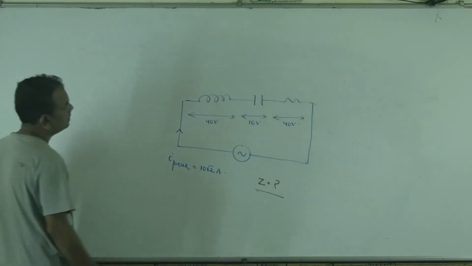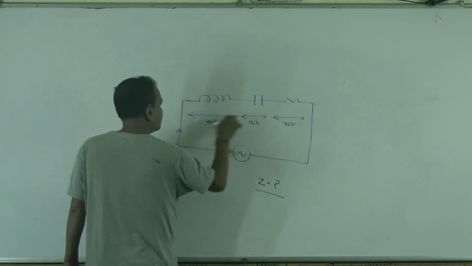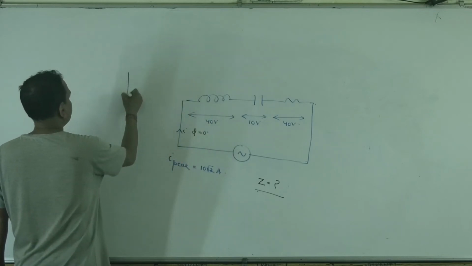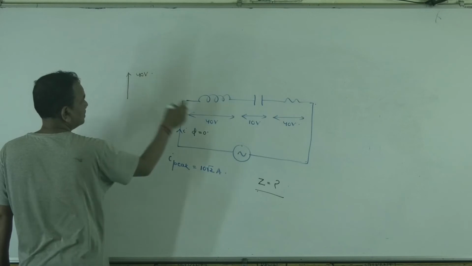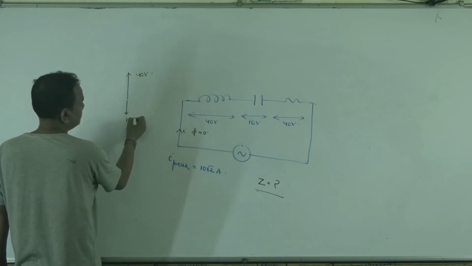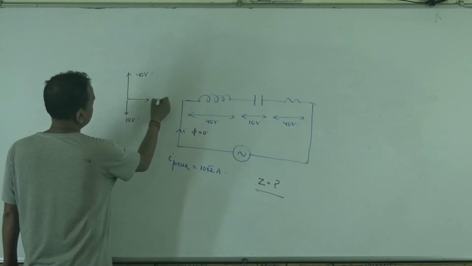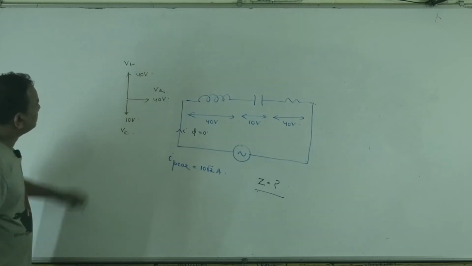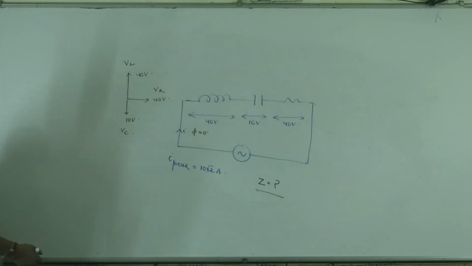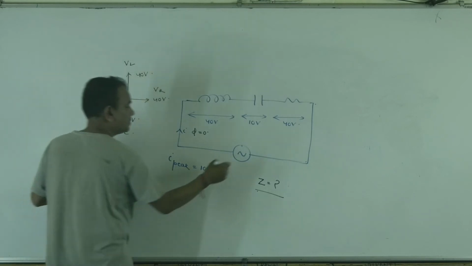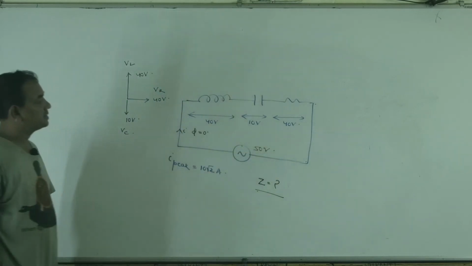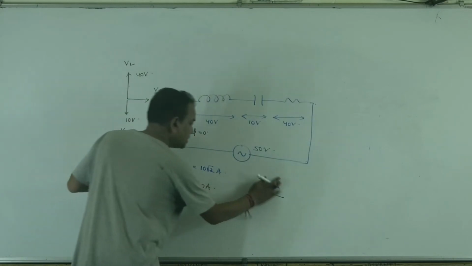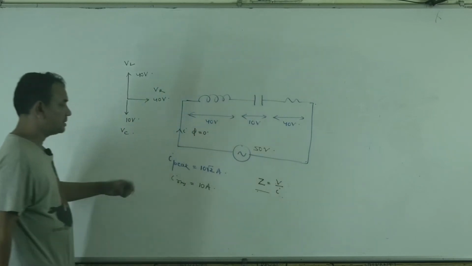It is known to you, at this voltage, all are in different phase. If the current has phase 0, this 40 volt has phase pi by 2, the 10 volt has phase minus pi by 2, and the 40 volt is in phase. This part is the inductor, this part is the resistor, this part is the capacitor. So the resultant voltage, using vectors, comes to 50 volt. So RMS voltage is 50 volt and RMS current is 10 ampere. Z can be written as V by I, both RMS, 50 by 10.